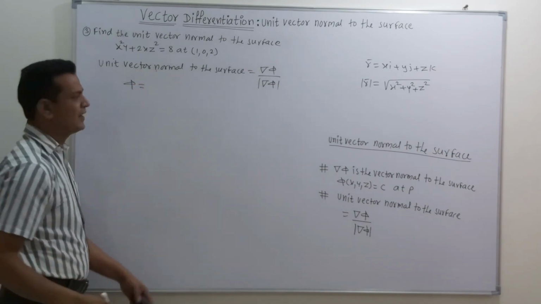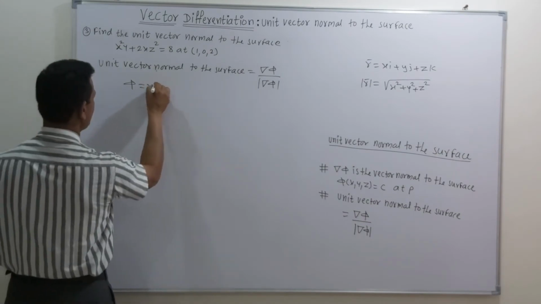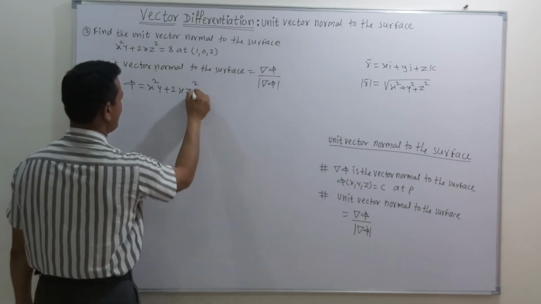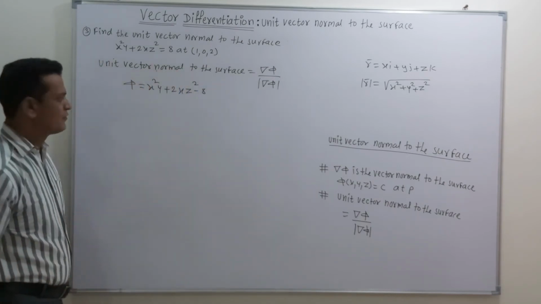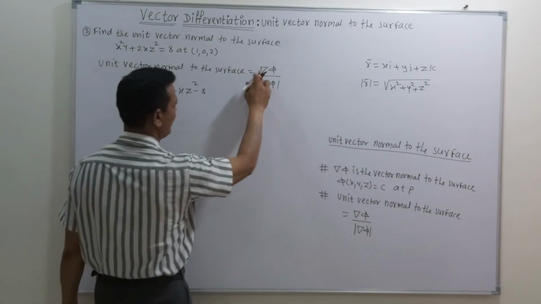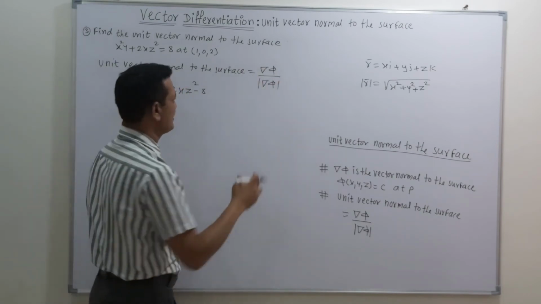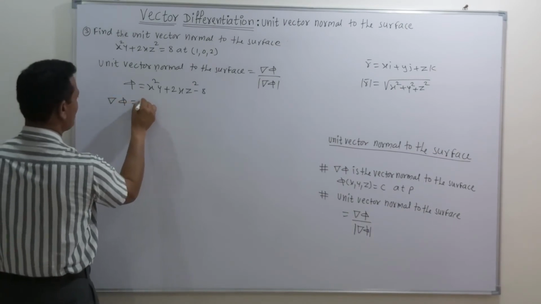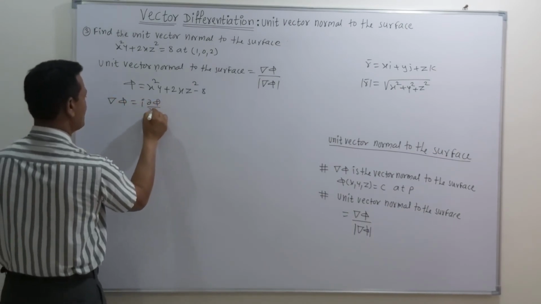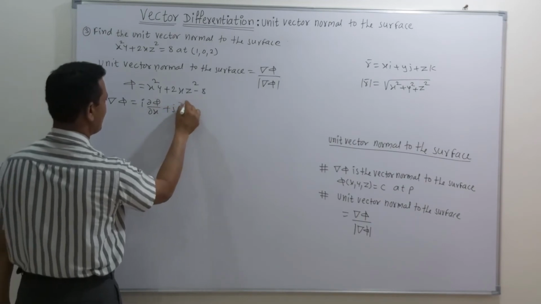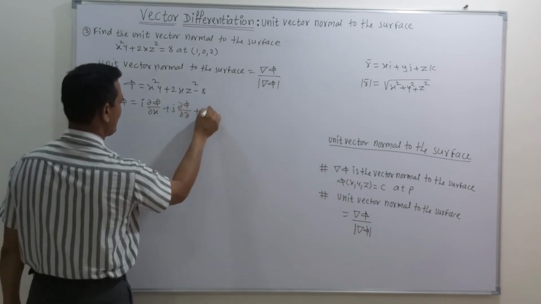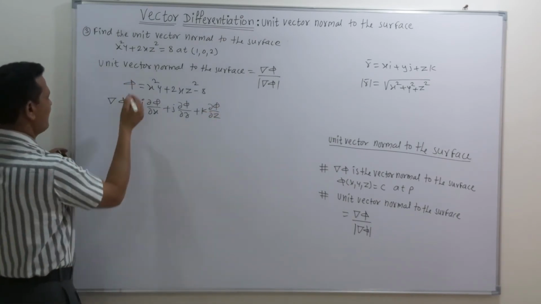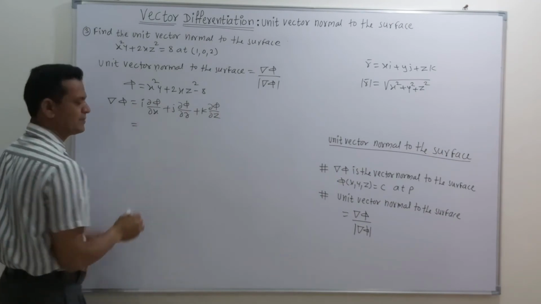So the value of surface phi is given here as x square y plus 2x z square minus 8, after taking 8 to the left side. So now first find out the vector normal to the surface. Vector normal to the surface is denoted by del phi. So we know the definition of del phi, which is defined as i times partial derivative of phi with respect to x plus j times partial derivative of phi with respect to y plus k times partial derivative of phi with respect to z. Now friends, find out these partial derivatives with respect to x, y, z.